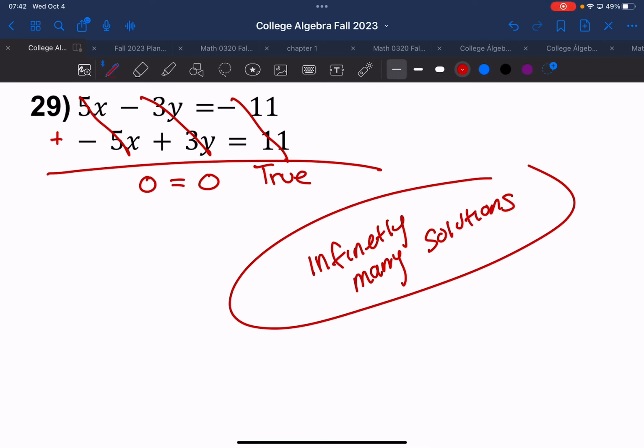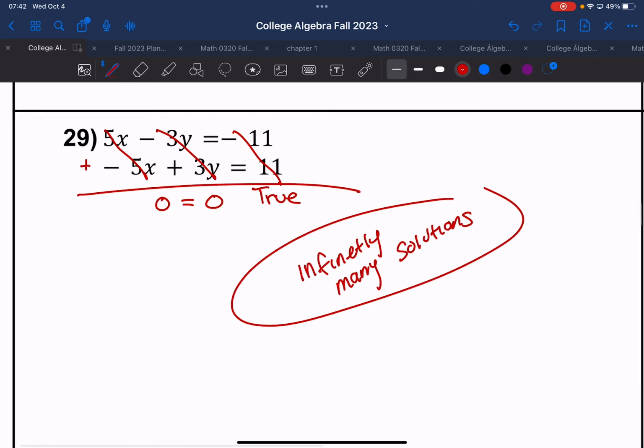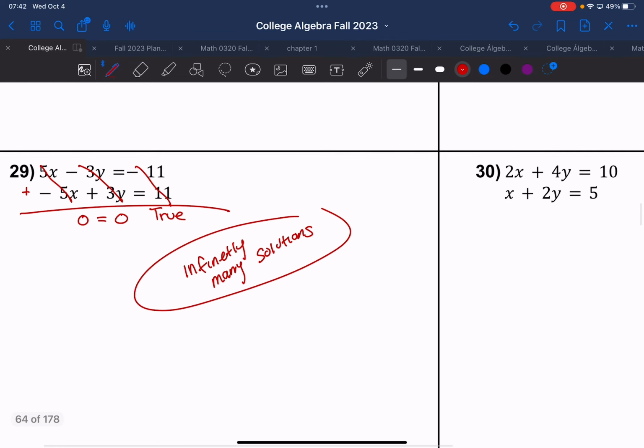That's why elimination is a lot of people's favorite. Okay, what if we would have got a false statement? No solution. So we could have got a false statement.